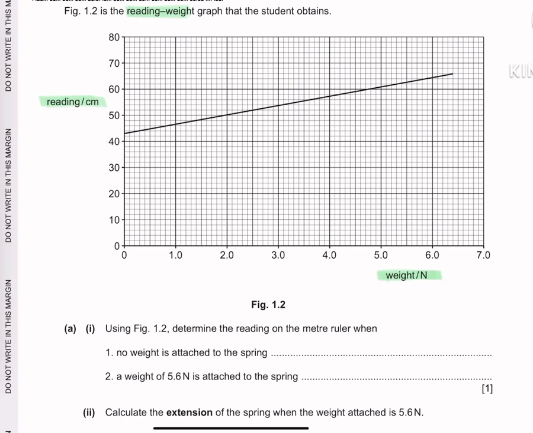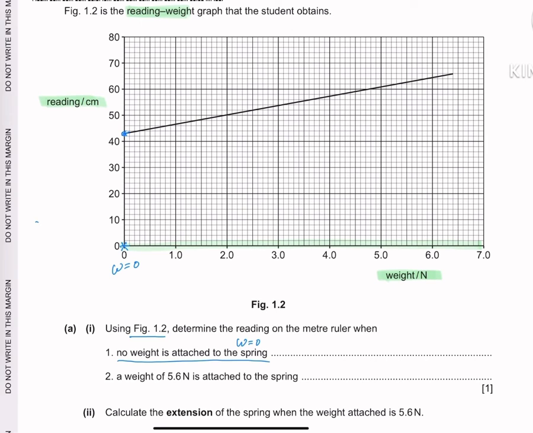Part A. Using Figure 1.2, determine the reading on the meter ruler when no weight is attached to the spring. No weight attached means the weight must be 0. We are given the weight on the x-axis, so we find where the weight is 0. What is the value of the reading? That is this particular point.